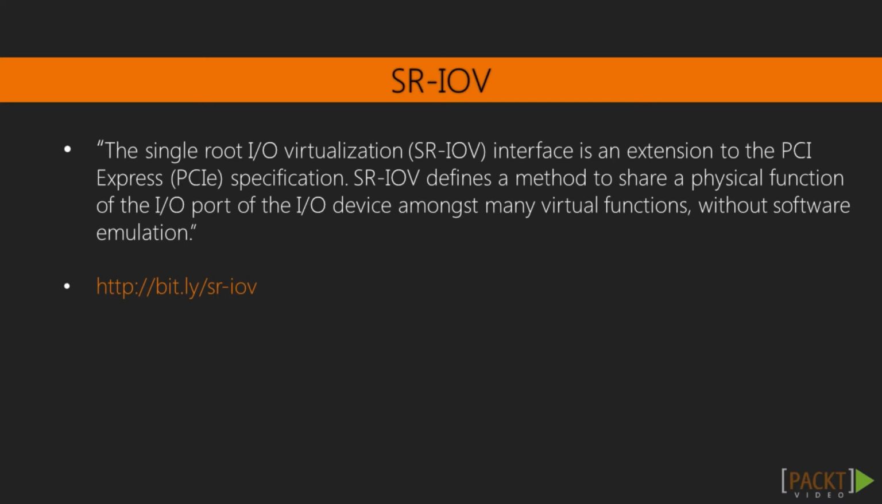SR-IOV enables network traffic to bypass the software emulation layer, in other words, the hypervisor, and travel directly between the virtual machine and the network interface card. This effectively takes away the I/O overhead incurred by the hypervisor emulation layer by connecting a virtual machine directly to the physical NIC.